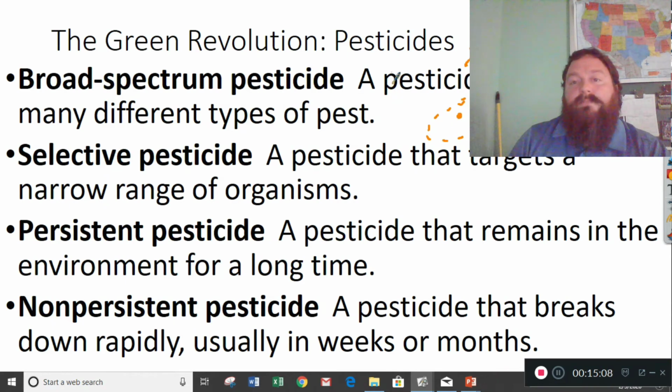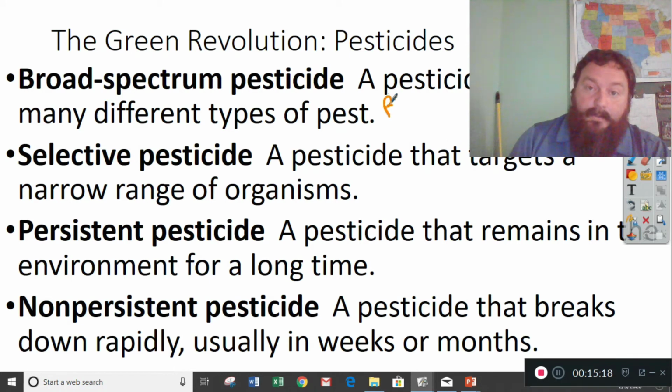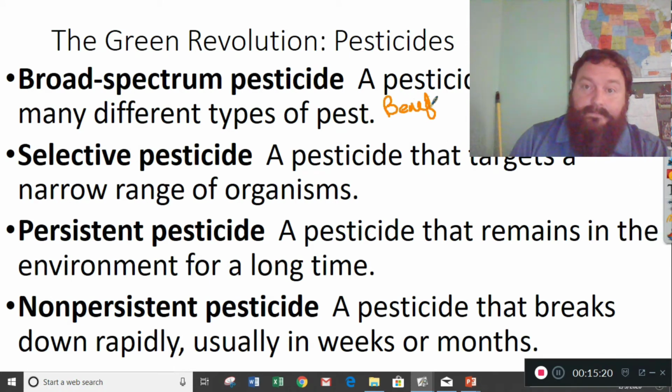That's the same thing with a broad spectrum pesticide. You apply it to the field knowing it's probably going to kill everything in that field. It's going to kill the beneficial organisms and the harmful organisms alike. So that's an important part to put here. So the beneficial and harmful are both killed.